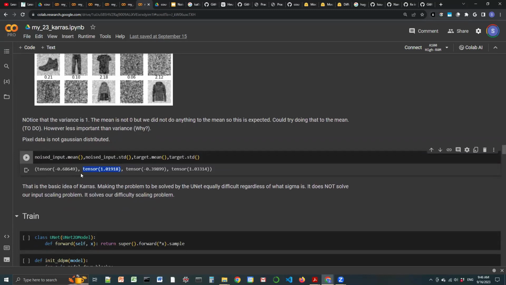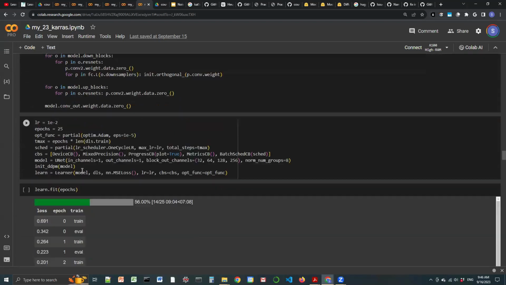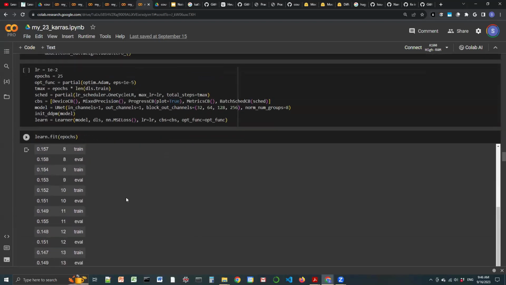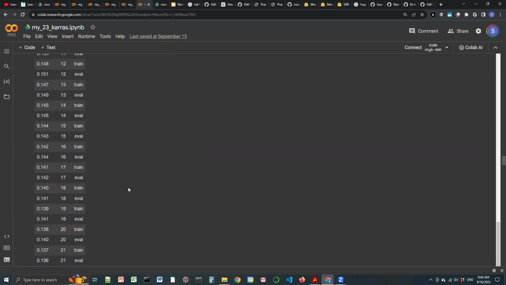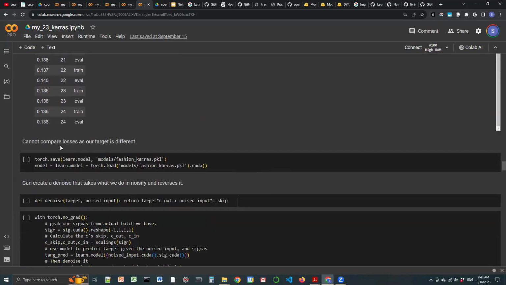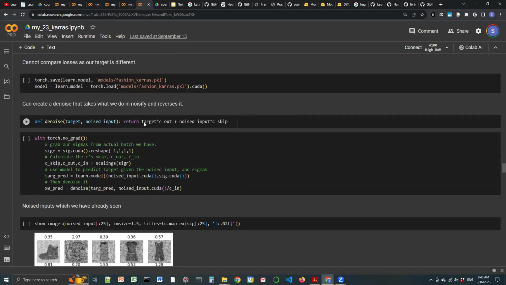These values, C skip, C in, C out, why they matter, how C skip is related to the noise, and the concept of forcing the model to predict the harder thing to predict. Okay, and then we train the model in the usual way. In this case, the model trains well. We can't obviously compare the loss because now our model and our target are very different.